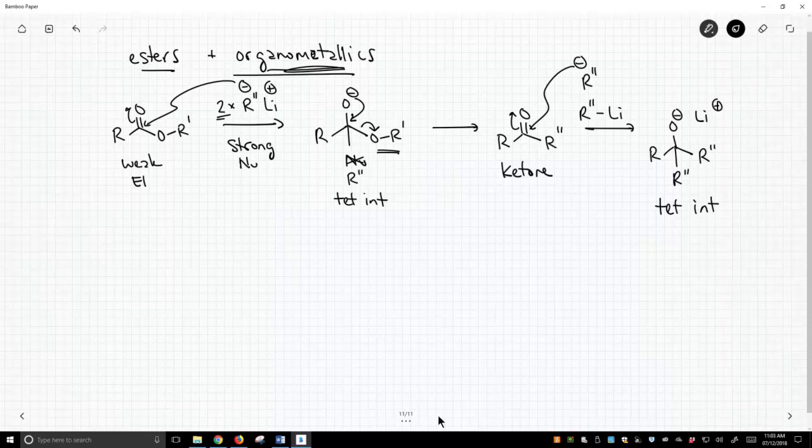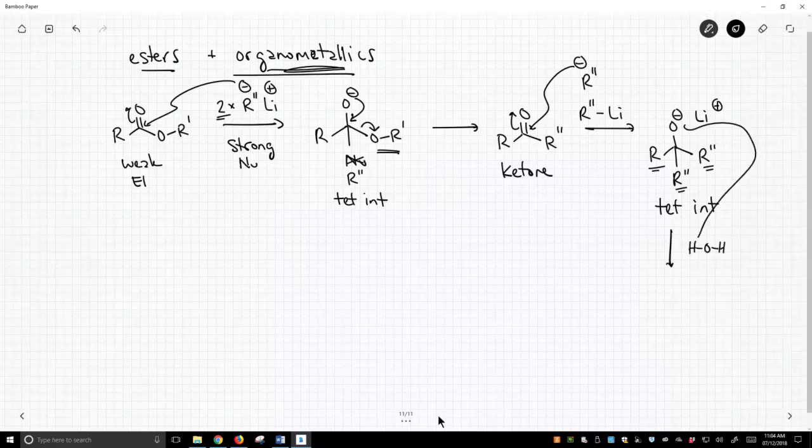And now we don't have any more leaving groups. Our R groups, all 3 of these are going to be some kind of carbon group. They are stuck on that carbon. They're not going to get pushed off. So now our tetrahedral intermediate, like we saw earlier in the course, it just hangs out. Hangs out until we do what? Hangs out until we add water.